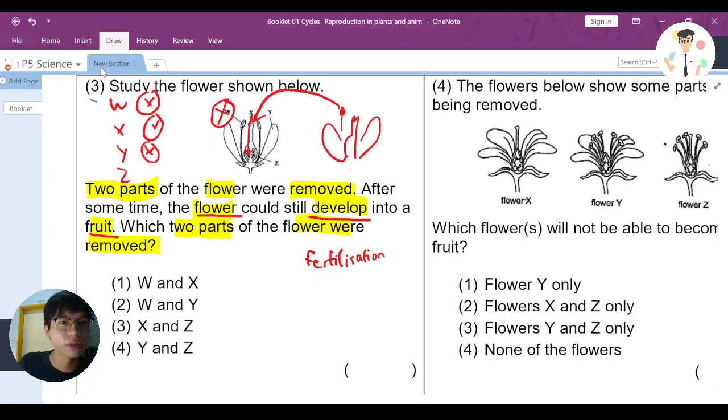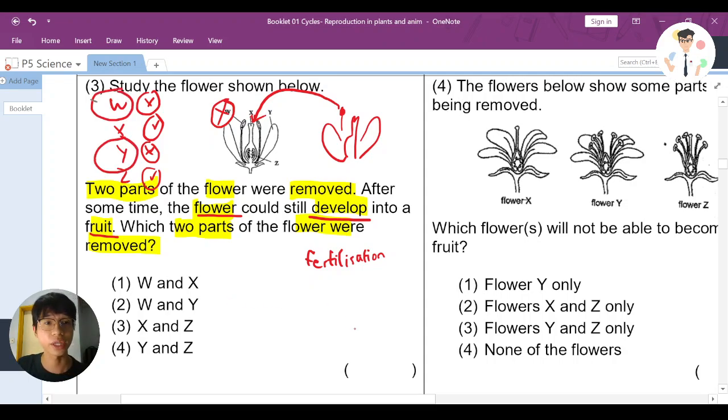How about Z? Z is this part, let me just point. Z is inside the ovary. So do you think it's important? Of course it's important. Without it, nothing can happen, right? I think this is pointing to the ovules, okay? So it's very important. So which two parts can be removed? W and Y, which is actually option number 2.